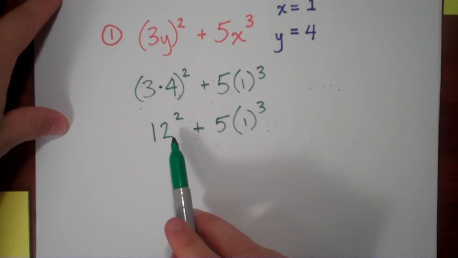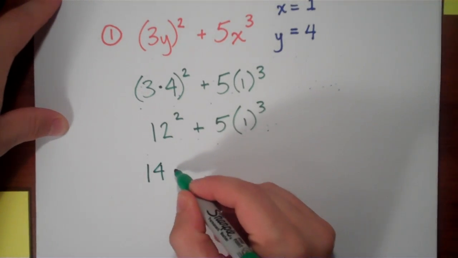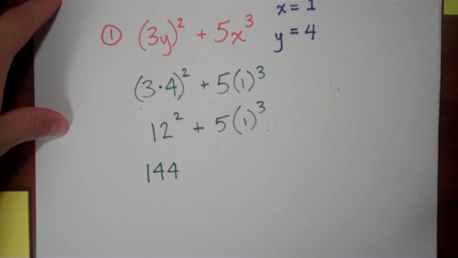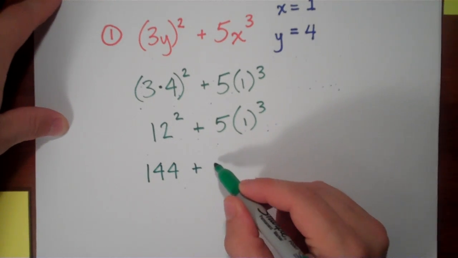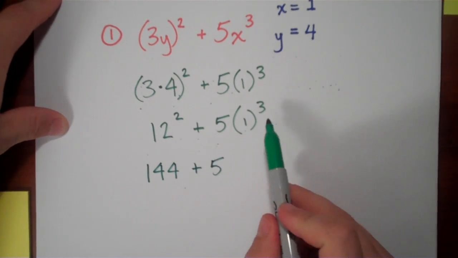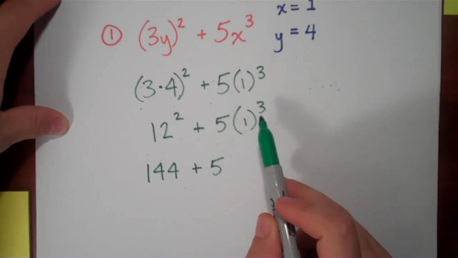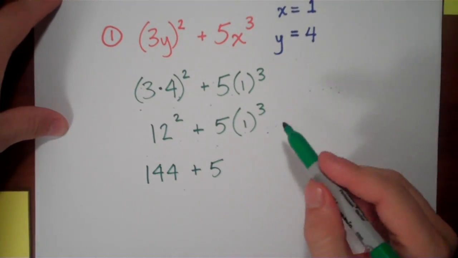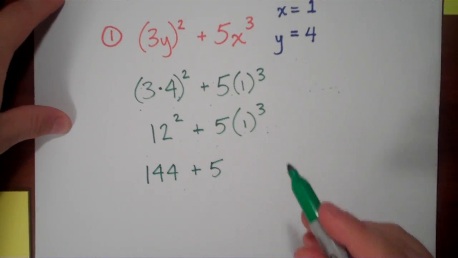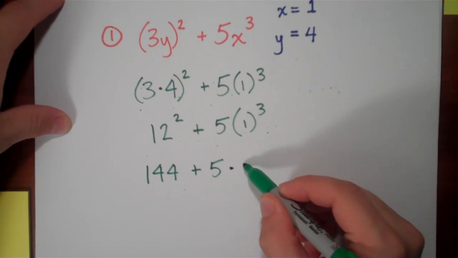This is left to right. This one comes first. 12 squared equals 144. We're still adding 5 times, and then let's do this exponent, 1 cubed, meaning 1 times 1 times 1. No matter how many times you multiply 1, it's still going to equal 1 if you're multiplying it by itself. So 1 cubed still gives us 1.